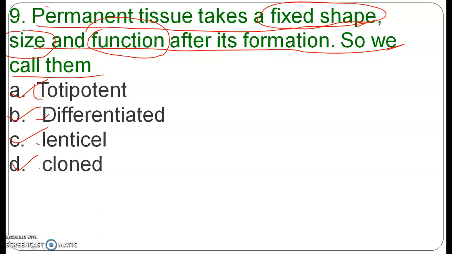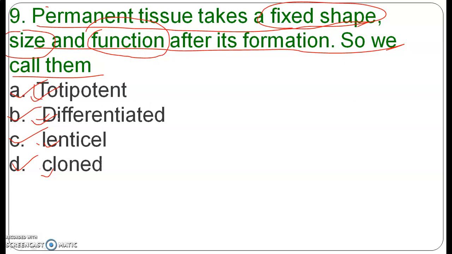Children, in an MCQ question, what is actually required is that you need to understand. If you are not knowing the answer, you can still mark the right answer just by using the elimination method. If you are aware of the terms totipotent, lenticel, clone, differentiated, then it is quite easy for you to mark the right answer over here.